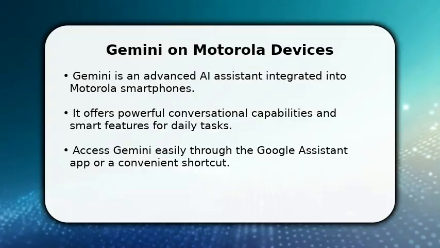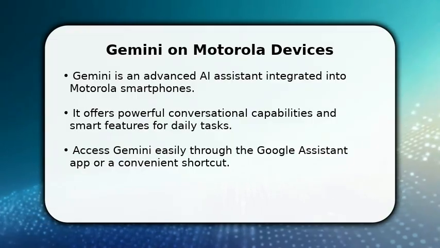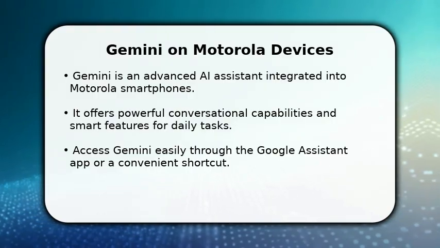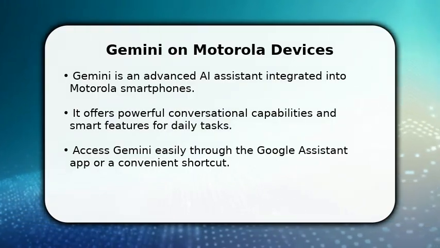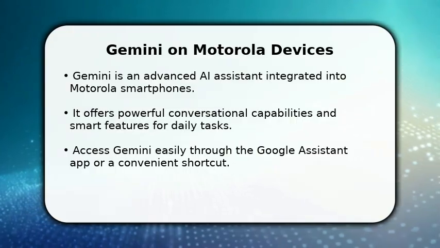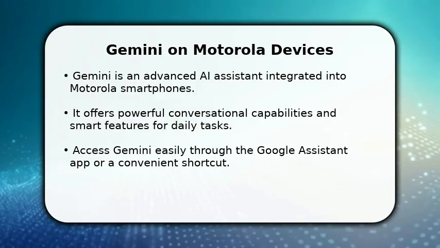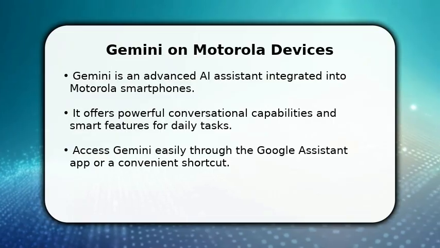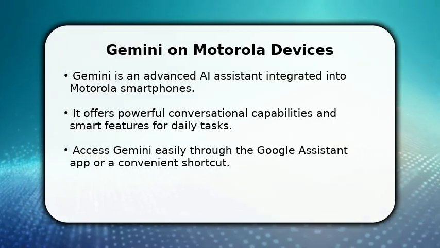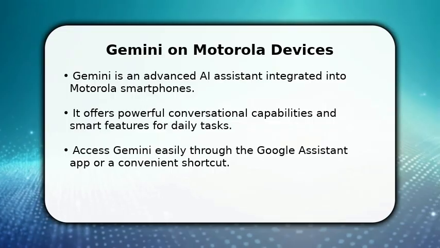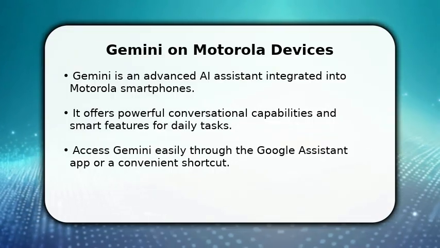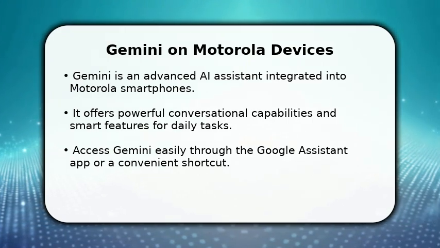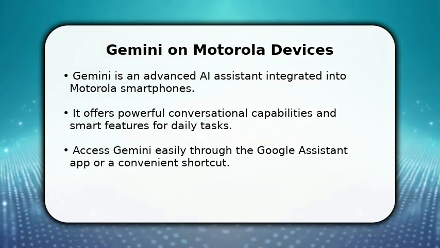In this video, I will explain how to use Gemini on Motorola devices. Gemini is an incredibly smart AI assistant, bringing advanced conversational power right to your Motorola smartphone. It's designed to help you with a wide range of tasks, from answering questions to drafting messages. You can typically access it through the familiar Google Assistant app or sometimes via a dedicated shortcut, making it super convenient to start using its many features right away.